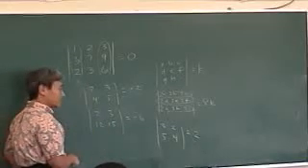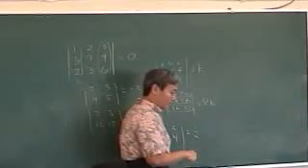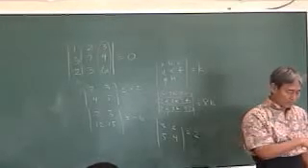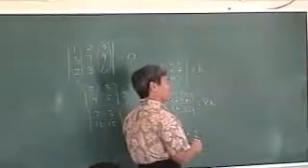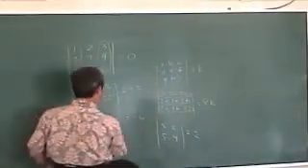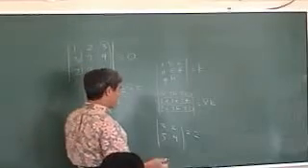Okay, now here's the most important one. Look at D. If a row is multiplied by a non-zero constant and then is added to another row, the value of the determinant doesn't change. Okay, so let's take this one right here. And you can also do this with columns as well.